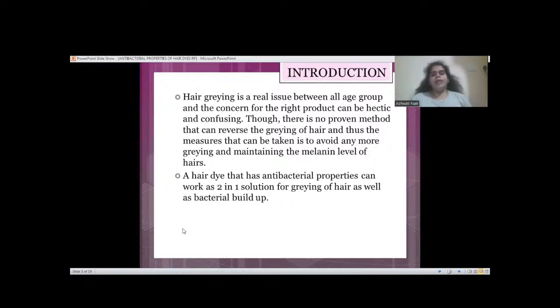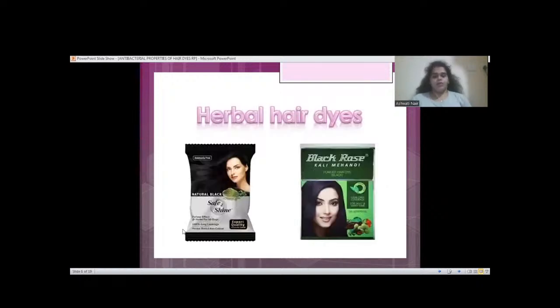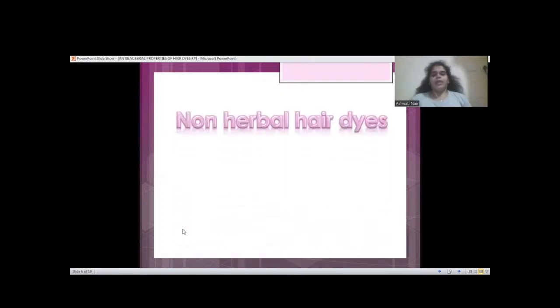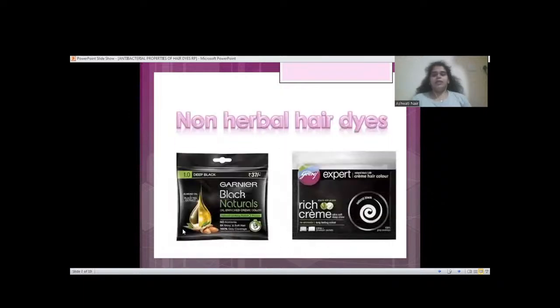So for herbal hair dyes, we chose Safe to Shine and Black Rose. And for non-herbal hair dyes, we have chosen Garnier and Godrej for the particular research.